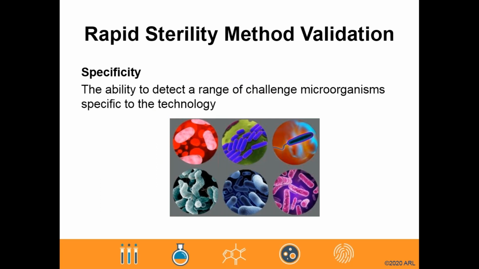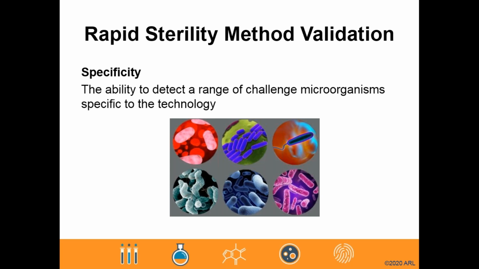The specificity of an alternate qualitative sterility method is defined as its ability to detect a range of challenge microorganisms specific to that technology. A range of microorganisms can be defined in several ways, but at minimum, validation of a rapid sterility method should include the 6 organisms listed in USP Chapter 71, and it generally includes the addition of various other environmental isolates, organisms which have been identified from product failures, representative slow-growing organisms, and so on.